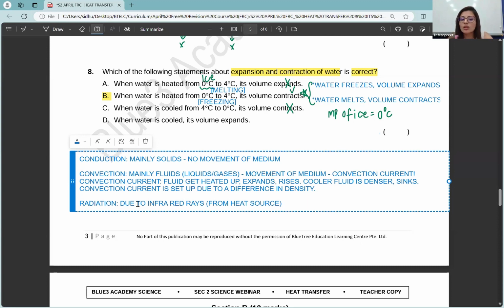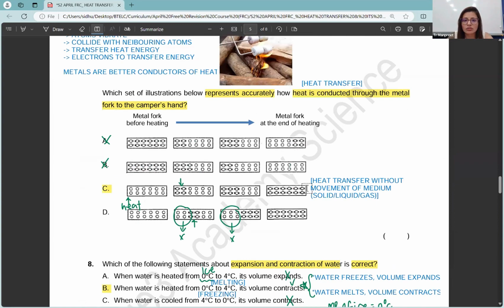from the heat source. The thing about radiation is that the type of surface is extremely important, and it helps you understand why heat is absorbed or reflected. So let's look at it. We have the question. Here we go.